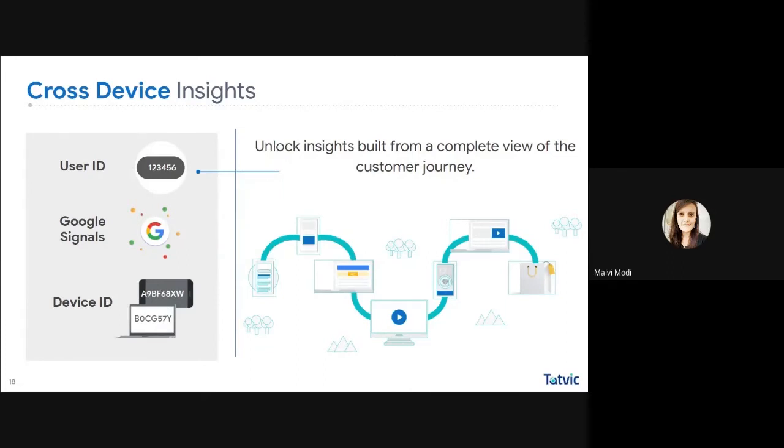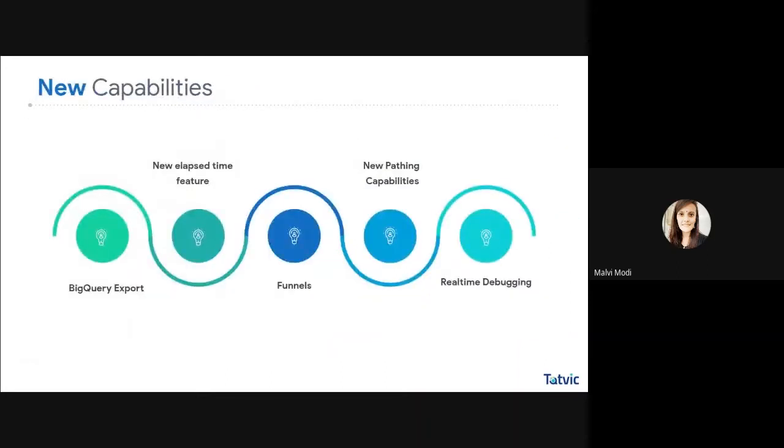So this is the most important feature according to me, but we have bigger capabilities as well, which I'll showcase to you. The BigQuery export. There is a new feature that has come up, which is the new elapsed time feature. We have funnels, we have new pathing capabilities, we have real-time debugging. So these are the new different features.